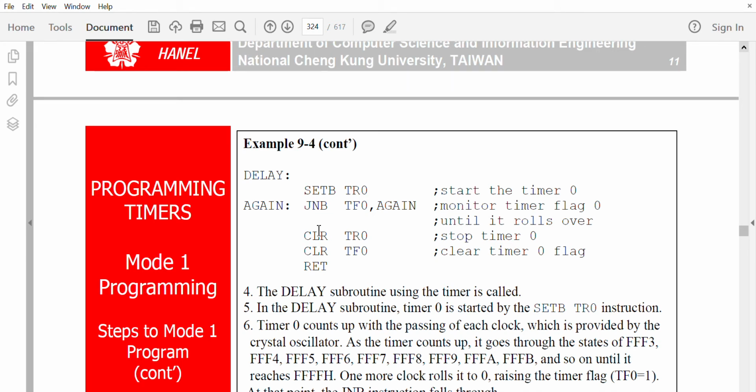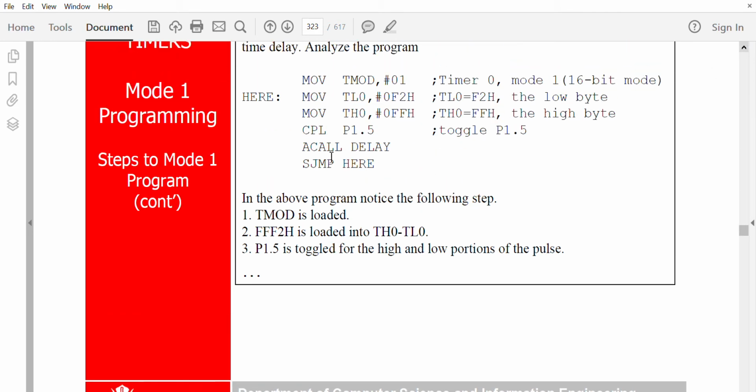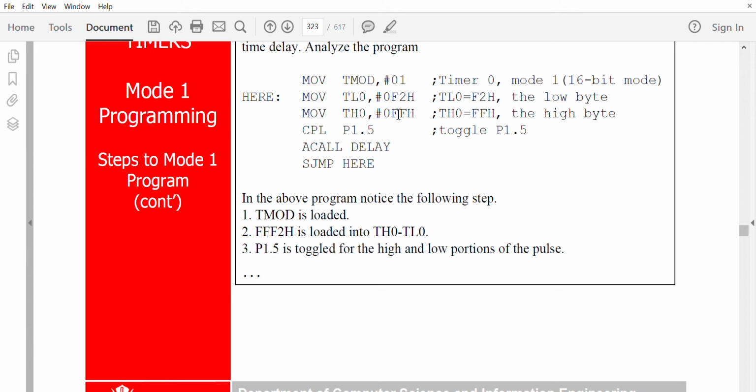So what did we do here? In this particular delay, we started the timer using SETB TR0. When you start the timer, you had previously loaded it with a particular value, FFF2. So the timer will start to count from here till FFFF, and after counting till FFFF, when another clock pulse comes in, it will count 0000, then TF will be equal to 1.